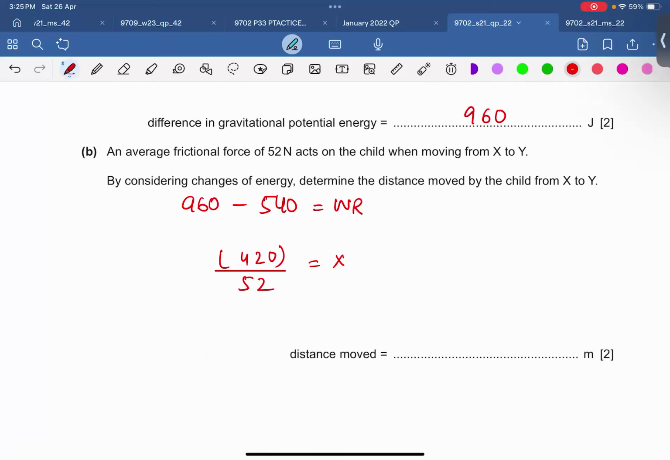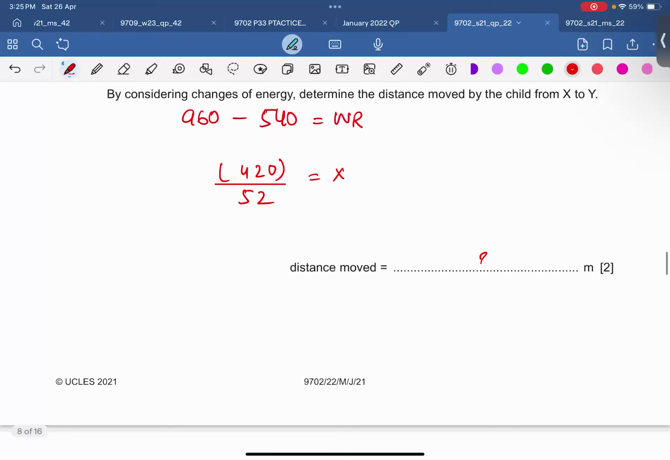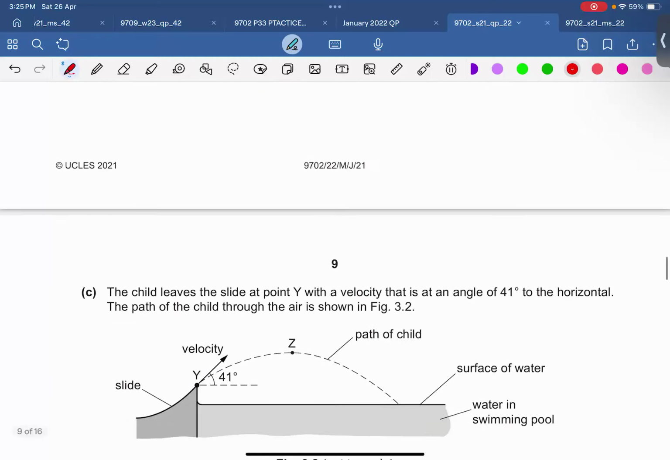How much? Sorry, sir, 8.1 meters. 8.1 meters. Good. Let's move on.